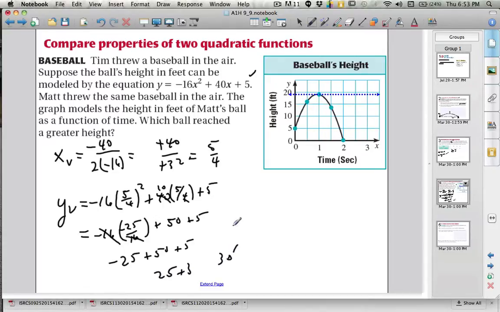30 feet. Which baseball reached a greater height? Tim's baseball reached a greater height. Again, when we're talking about a maximum height in a quadratic model, such as throwing an object, we're talking about the y-coordinate of the vertex.